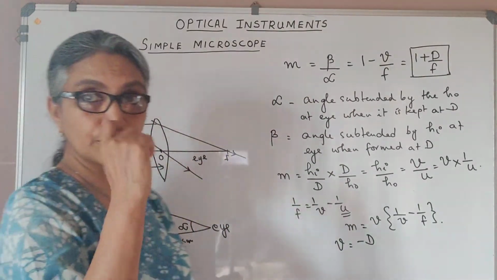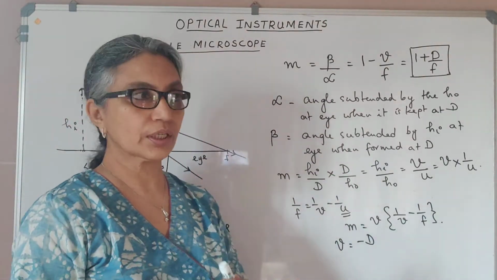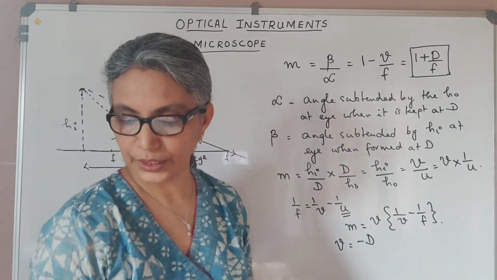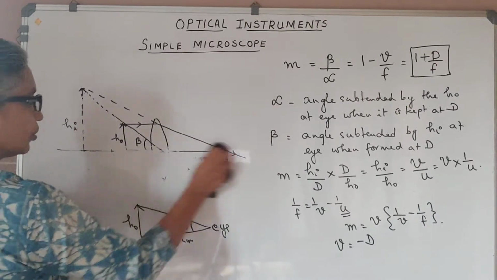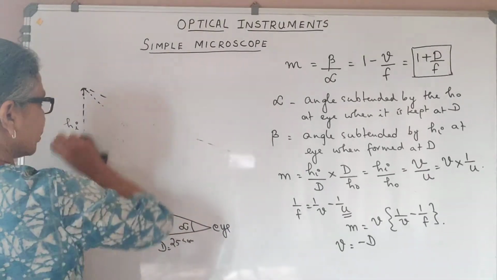I told you, for more comfortable viewing, you can have your image formed at infinity. Let's see what will be the magnification if it's formed at infinity. So the ray diagram will be different.